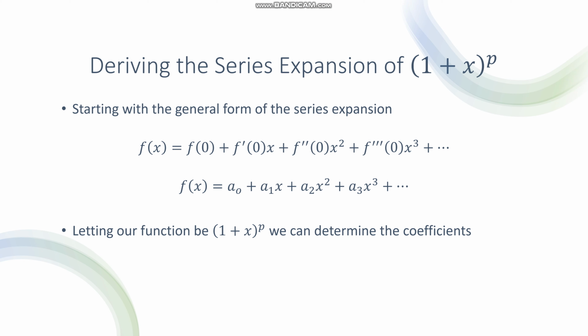So I like to think about each of the derivatives evaluated at 0 as just some coefficient. So some a sub 0 for the original function evaluated at 0, a sub 1 for the first derivative evaluated at 0, a sub 2 for the second derivative evaluated at 0, and a sub 3 for the third derivative evaluated at 0, and so on. So we're going to let our function f(x) be (1 + x)^p. And with that, we can determine the coefficients for its series expansion.